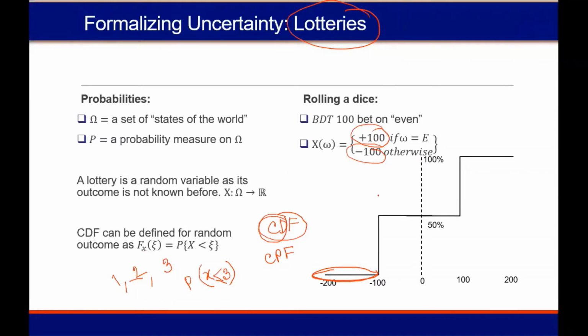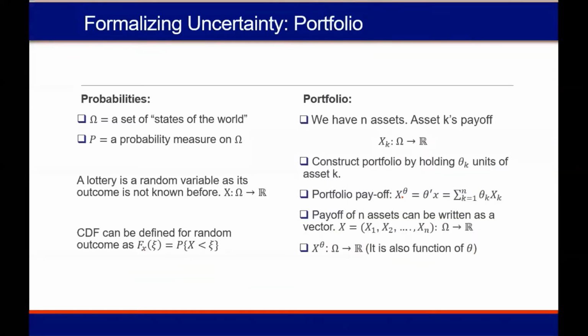But if you want the CDF of getting an outcome up to 100, you cover the cumulative probability up to 100%. But if you ask the CDF of getting up to zero, it's close to 50%, or approximately 50%, or exactly 50%. So what we are interested in right now is how we can relate this to the portfolio?